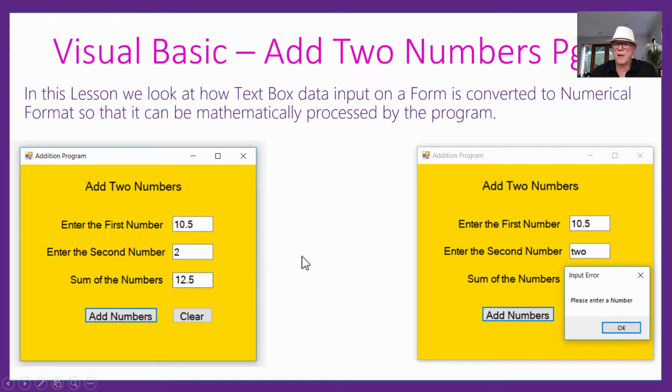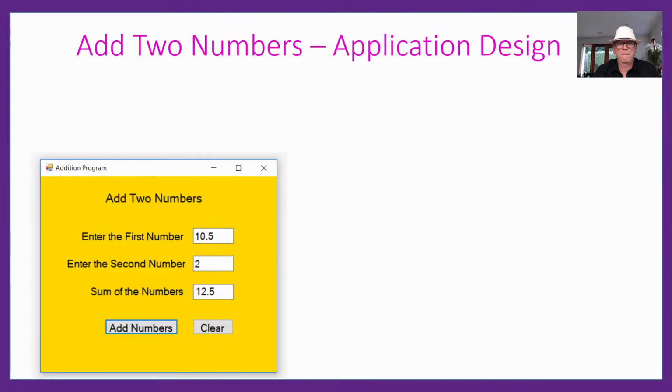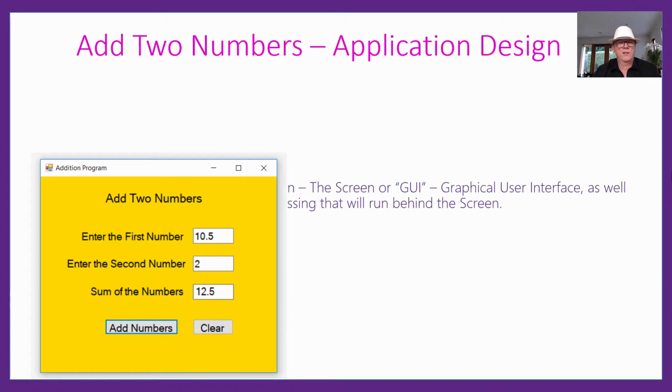We're also going to have something later on, some error handling, so that if they type in something like TWO for the number 2, that's not numeric. So we'll have an error box pop up and tell them that and make sure they re-enter that number. And that will also avoid having the program crash from non-numeric data. Okay, so we're going to intercept that bad data from the text box and alert the user to input data entry errors. All right, so the first thing we need to do is some application design.